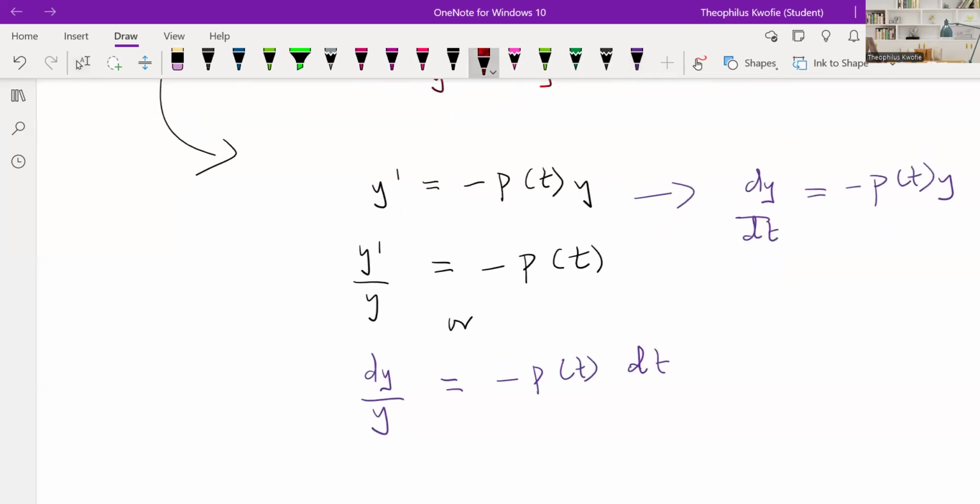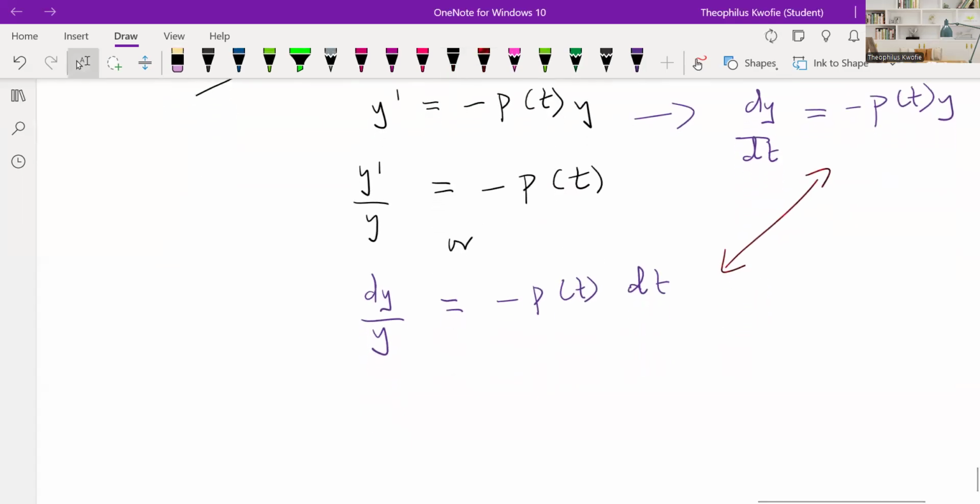Just from here, if you want to link them, that makes it a bit easier for everyone to get it. Now, what I will do is take the integral, because of the dy, the change in y. So I will take the integral on both sides.